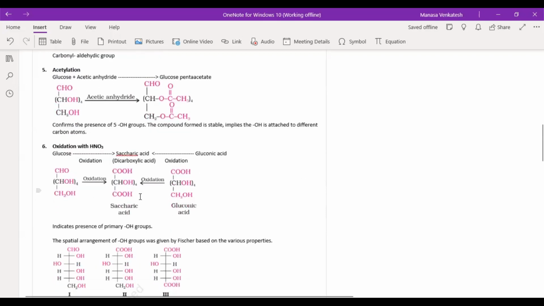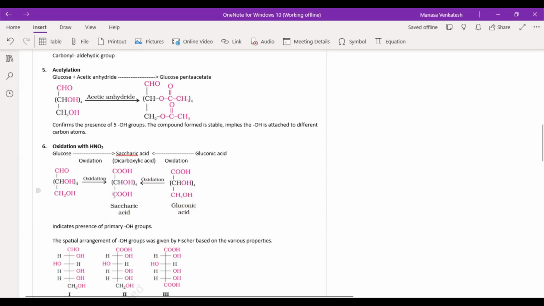The last one is the oxidation with HNO3. Both glucose and gluconic acid, when they reacted with HNO3 and underwent oxidation, led to the formation of saccharic acid.